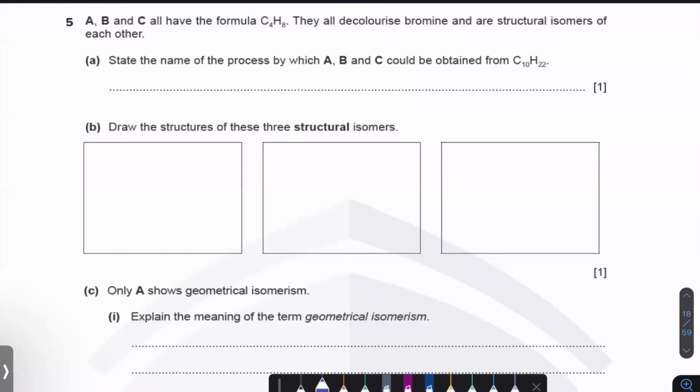A, B, C all have the same formula. They all decolorize bromine, meaning they all have this. And they are structural isomers of each other. Okay. State the name of the process by which A, B, and C could be obtained. You have a much larger molecule. Cracking? Cracking, well done. So this is cracking, yes.